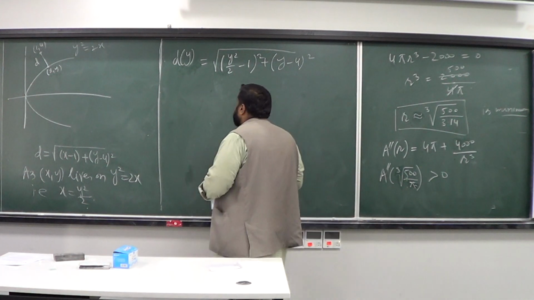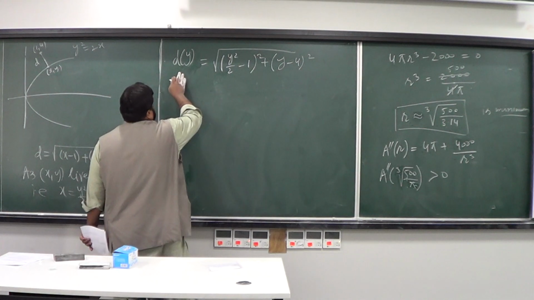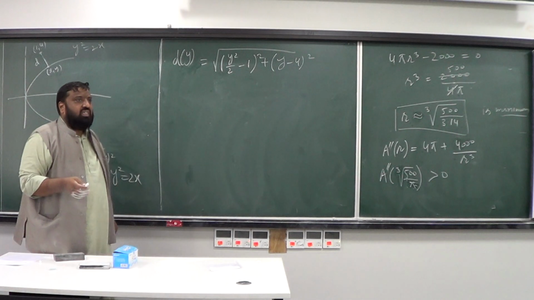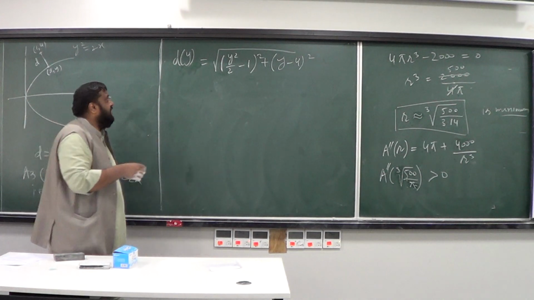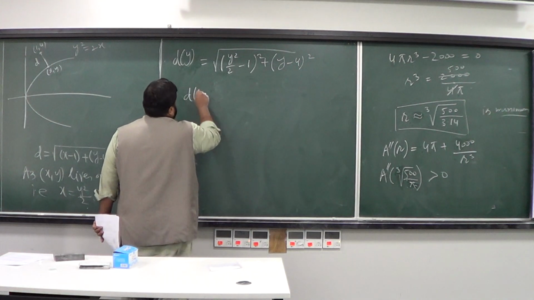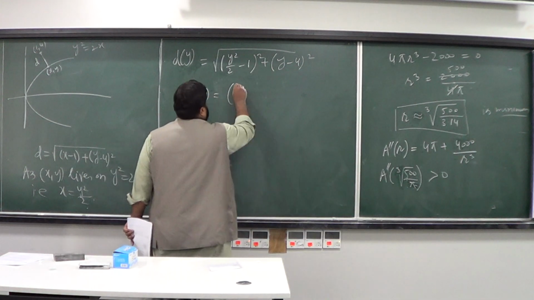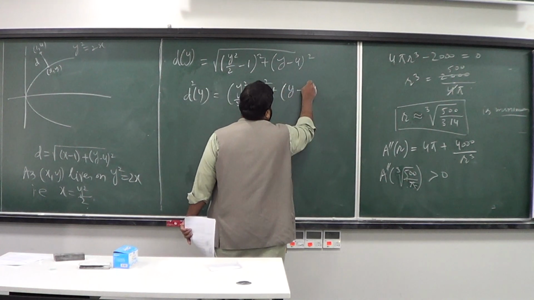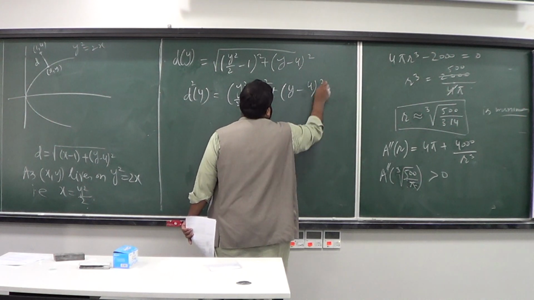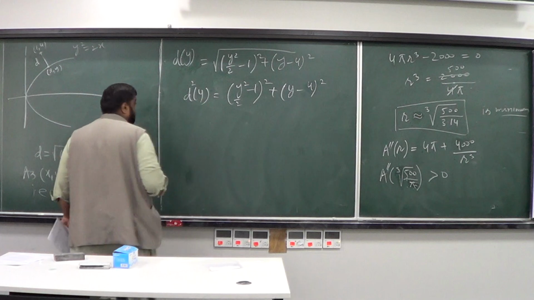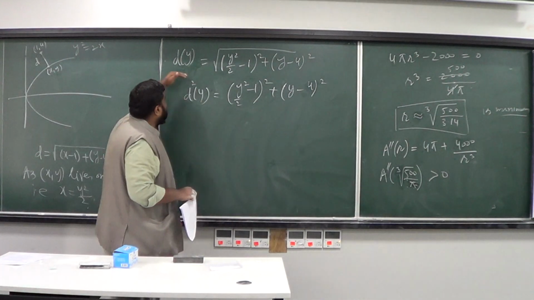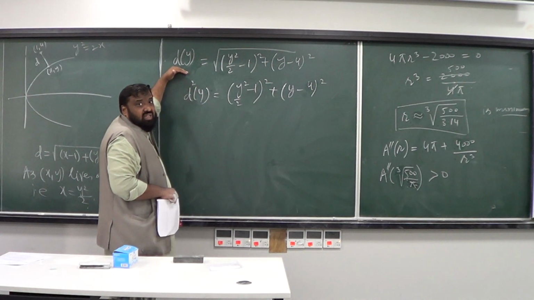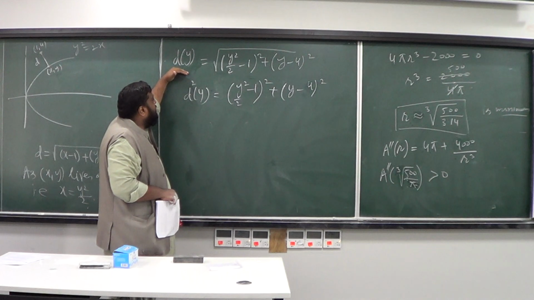Now, here's the interesting point. If I wish, I can minimize this function. Not a big deal. But I'm using a shortcut. That shortcut is that instead of minimizing this, let's minimize the square of the d: (y square upon 2 minus 1) square plus (y minus 4) square. Let's minimize d square. What I'm saying is that instead of calculating the minimum of d of y, I want to calculate the minimum of d square of y.